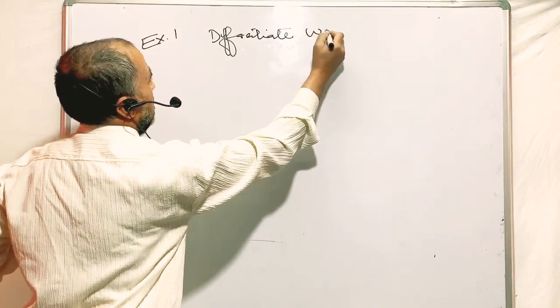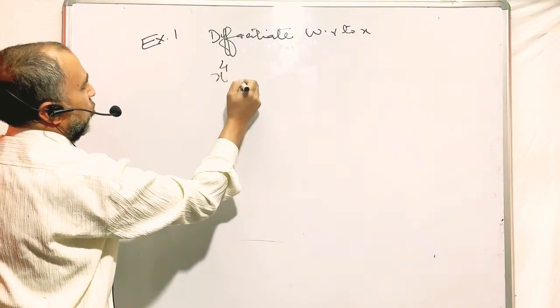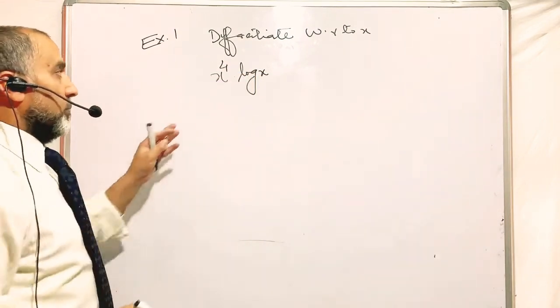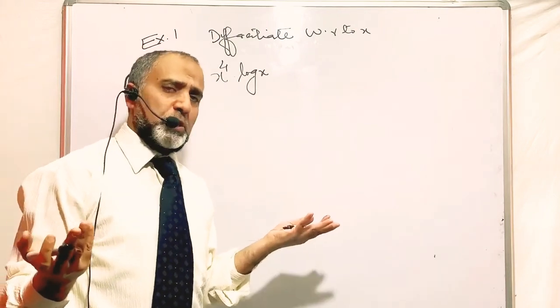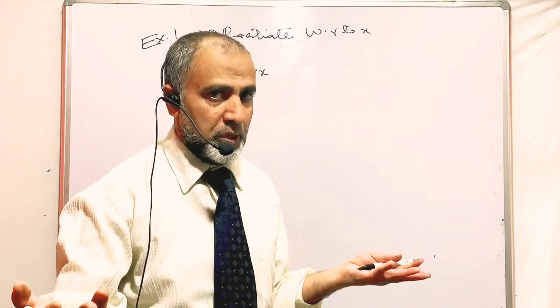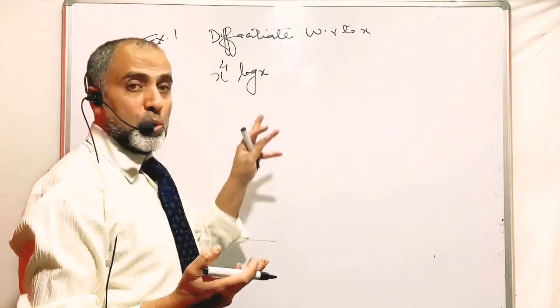Differentiate with respect to x. We have got x raised to the power 4 log of x. देखिए, अगर खाली x raised to the power 4 होता, तो उसका derivative is simple. It is 4x raised to the power 4 minus 1. X raised to the power n type, but we have got the product of two functions. X raised to the power 4 into log of x.